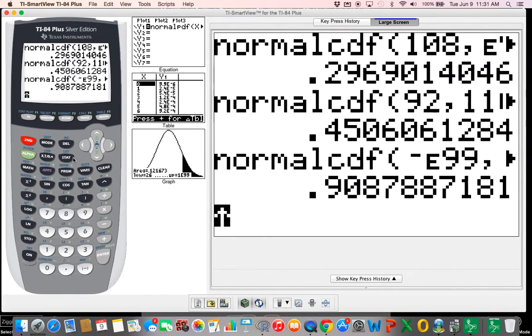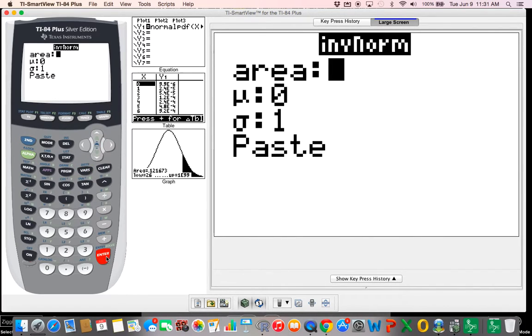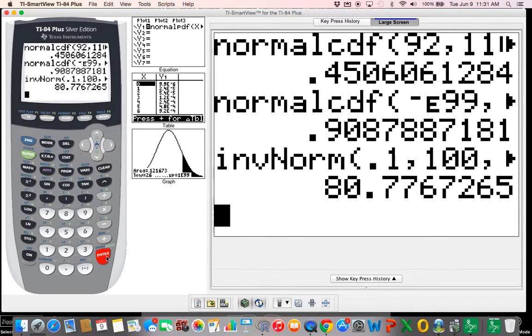So guys, got a different key, different dynamic here. Inverse norm. So I want the first one, I want 0.1. 100, comma 15. So that's going to be 80, let's just call it 80.78.